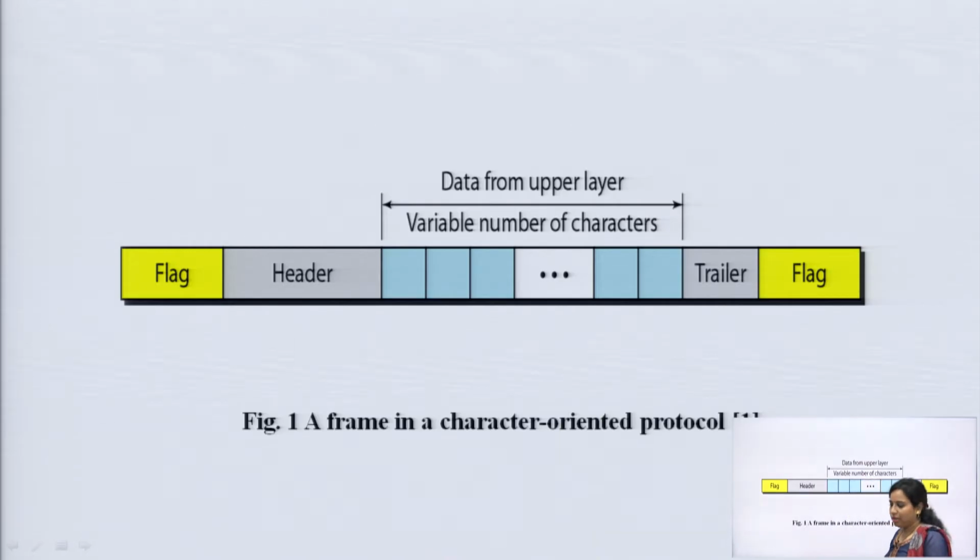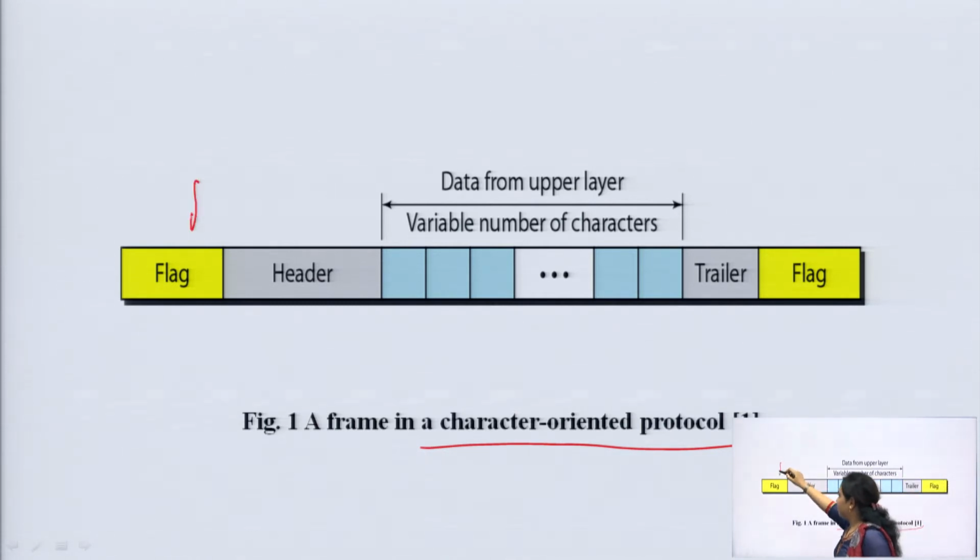Next is the frame in a character oriented protocol. What is a character oriented protocol? It means you are inserting characters into the particular frame. This is the flag, which shows that the particular frame, the information in the frame, has started, then it is followed by the header. It consists of the source address, the destination address, and the logical address.